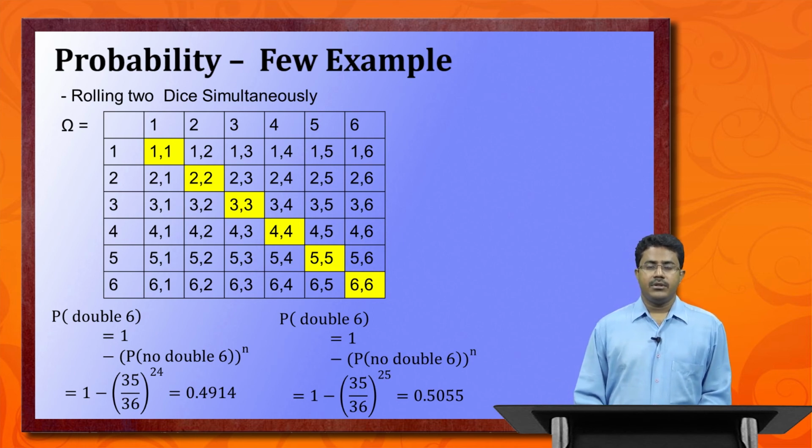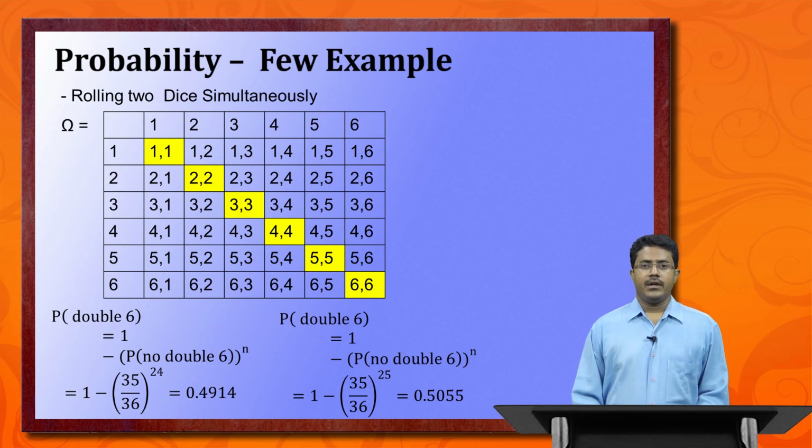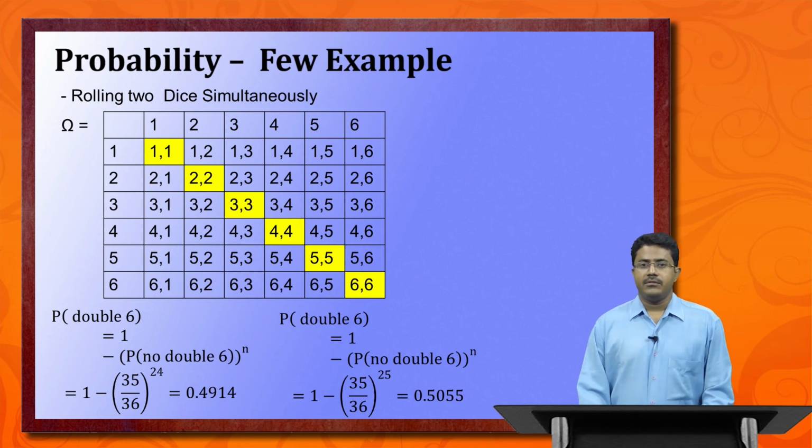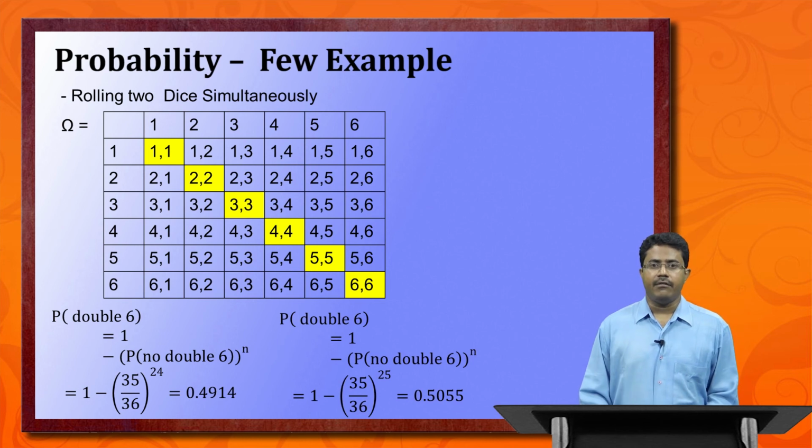If we use the at least one rule, P(double 6) equals 1 minus P(no double 6). So no double 6 is 35 events out of the 36 events. So 1 minus 35 by 36 to the power n, where we have taken n equals 24. We'll come to why we have taken n equal to 24. You can take any value of n in that case. It is only 49%, that is 0.49.